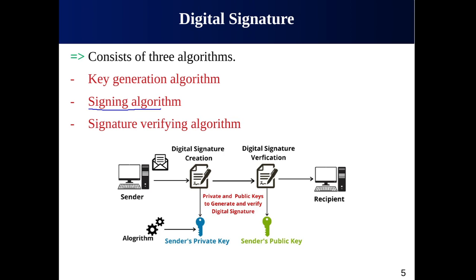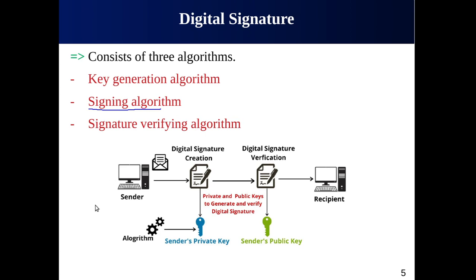And then at the receiver side, we need the third component, known as the signature verifying algorithm. It takes as input the actual message sent by the sender and the public key. Remember, the private key is used with the signing algorithm, and the public key is used in the signature verifying algorithm. Then based on the comparison, the receiver either accepts or rejects the message. If they are the same, then the message will be accepted. Otherwise, the message must be rejected.